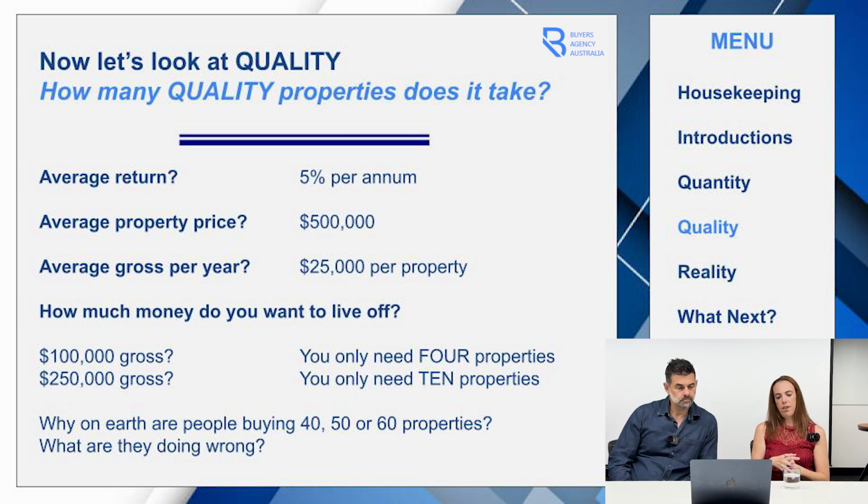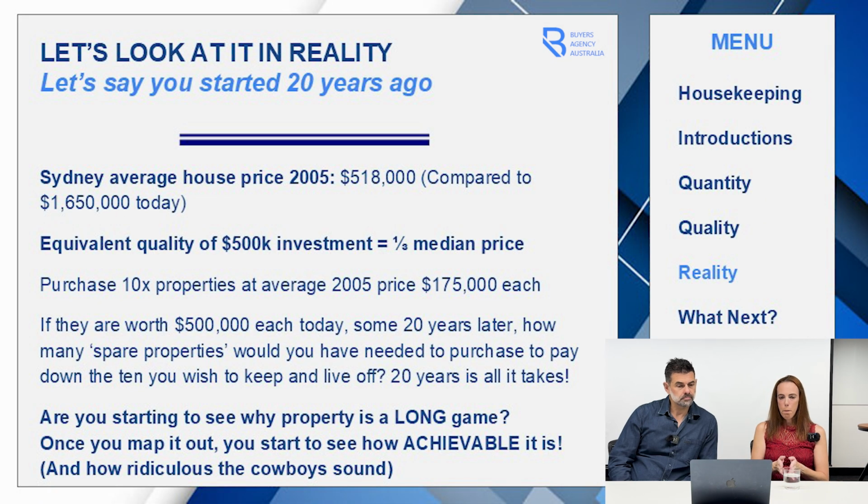So I've got Sydney there as the example. If we look back 20 years in Sydney, the average or median, I can't remember if I did the median or the average actually, doesn't matter, the house price is about $518,000. Okay. Today it's 1,650.